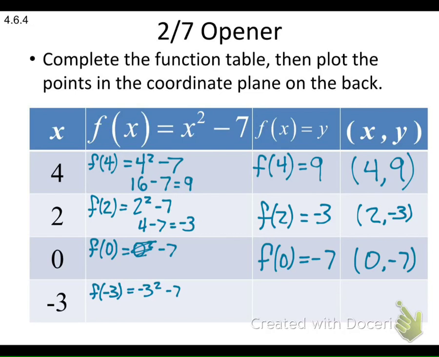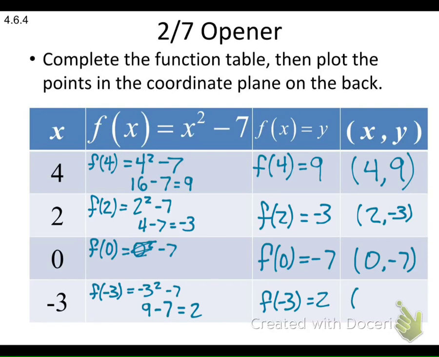And what's negative 3 squared? 9, right. So it's positive 9, even though we have a negative 3 here, because squared means you multiply this by itself. So a negative times a negative is a positive. So we have 9, and then bring that equation down. 9 minus 7, what does that equal? 9 minus 7 is 2. So the function of negative 3 equals 2.